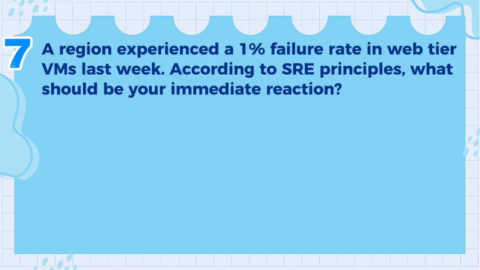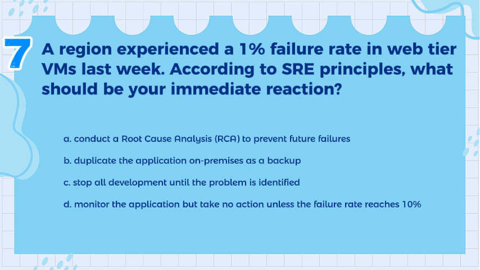Again, a region experienced a 1% failure rate in web tier VMs last week. According to SRE principles, what should be your immediate reaction? The choices are A. Conduct a root cause analysis, RCA, to prevent future failures. B. Duplicate the application on premises as a backup. C. Stop all development until the problem is identified. D. Monitor the application but take no action unless the failure rate reaches 10%.